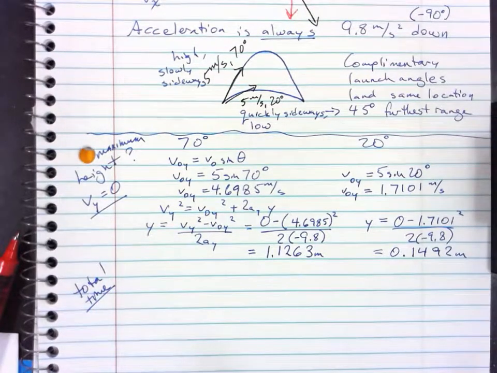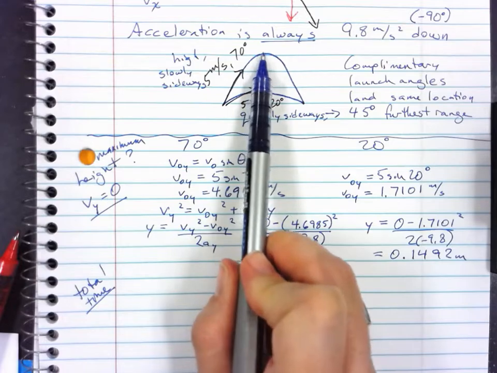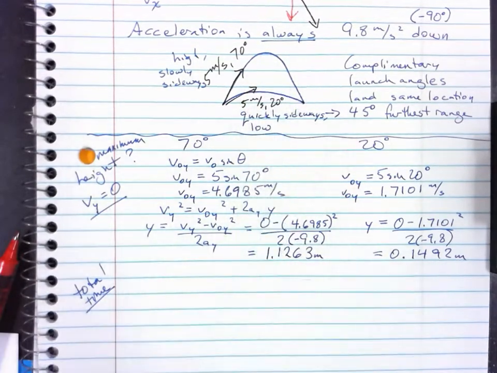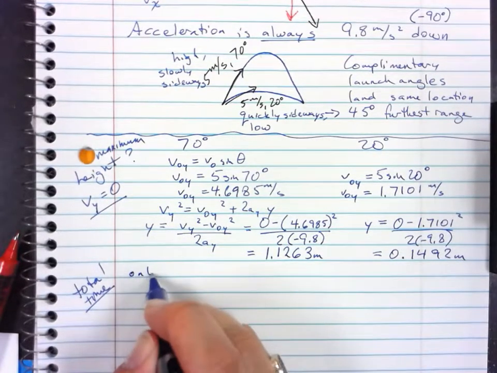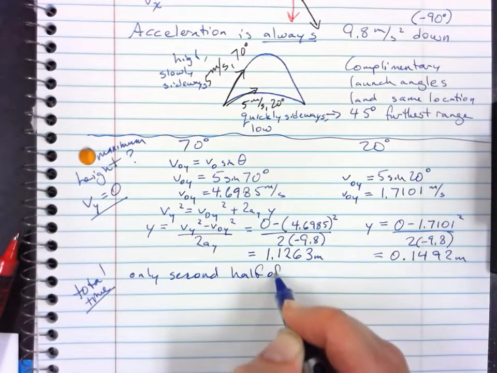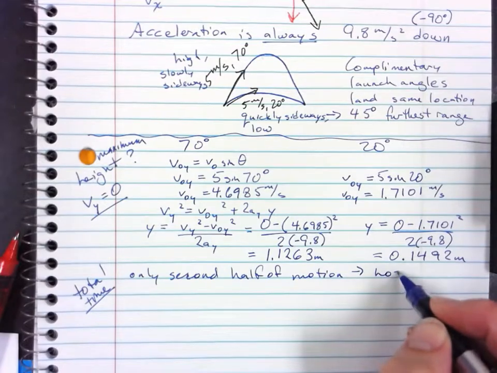So there are a couple of ways to do this. The first one I'm going to show you is that if we look back at this picture, since we know it stops vertically at the top, it's still moving horizontally, it's just like a horizontal launch. So if we look at only the second half of the motion, it's a horizontal launch.